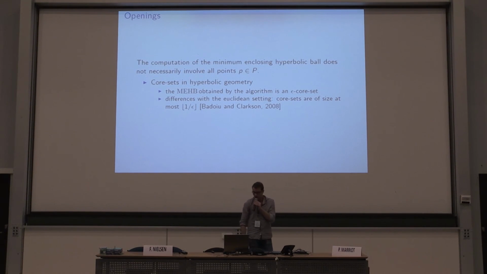One of the openings concerns core sets in hyperbolic geometry. When we compute, for instance, an enclosing ball in hyperbolic geometry, we see that only a few points are really useful in the computation, which are the points that lie near the surface of the ball. This is defined as an epsilon core set, and there are fundamental differences with the Euclidean setting, since it has been proved that core sets are of size at most 1/epsilon by Badoiu and Clarkson.